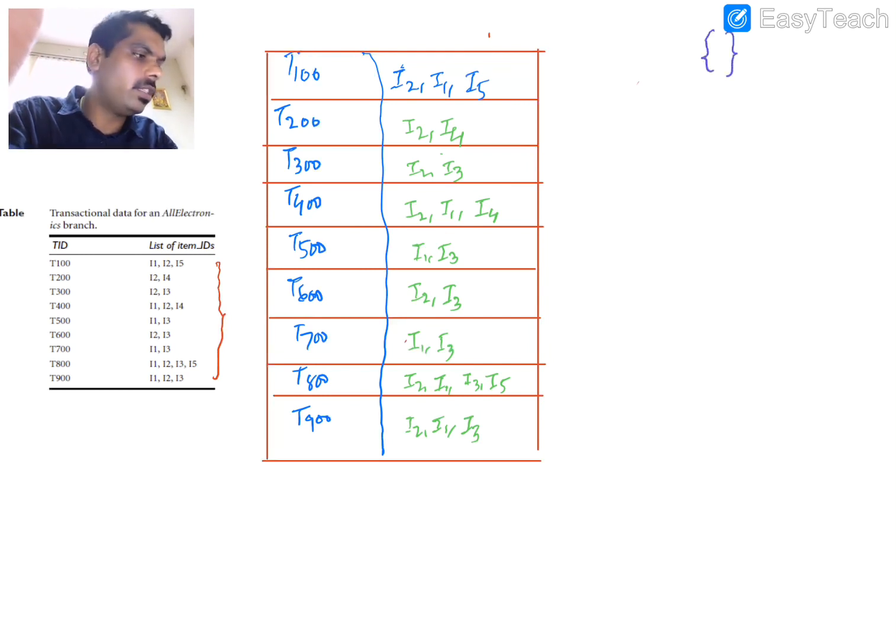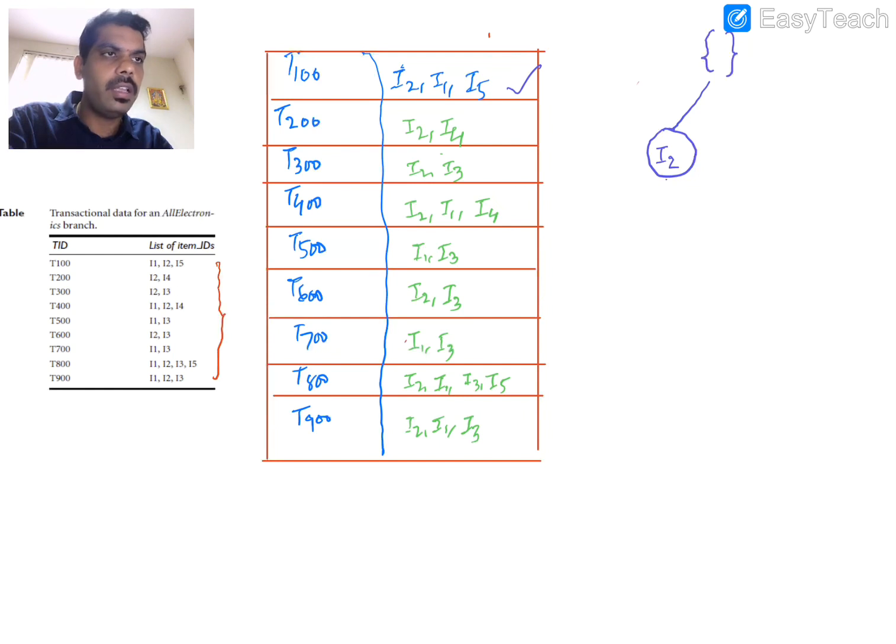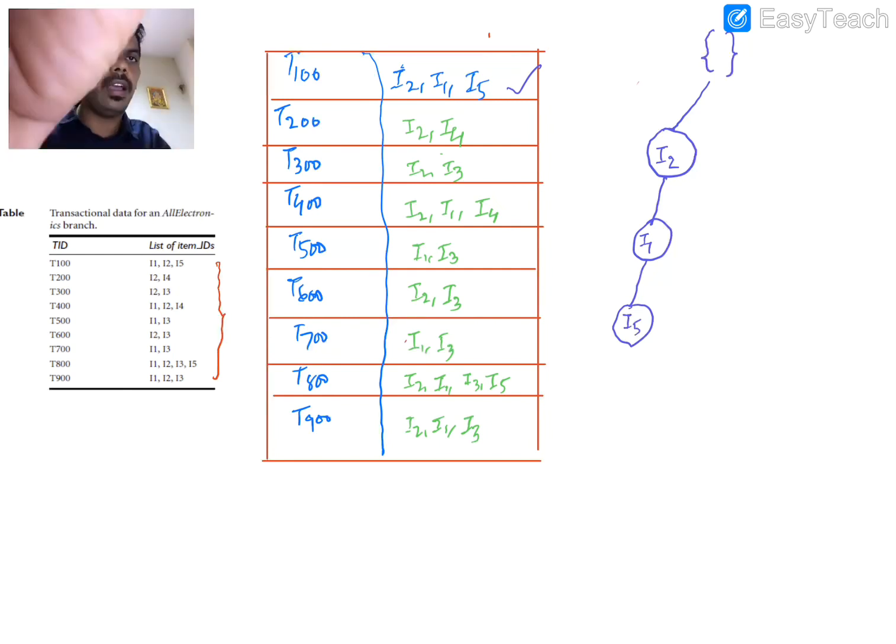The empty node is the highest, and then the next level. So what is the first transaction? Just observe the first transaction, I2, I1, I5. I am going to take one node, that is I2, right? Next I1, next I5, third level I5. Here I am going to mark the frequency: I2 once, I1 once, I5 once, right?